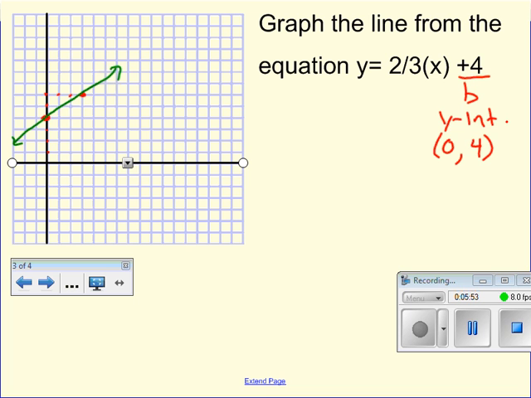So I've been able to take the information from my equation and graph it, or take the information from a graph and make an equation.